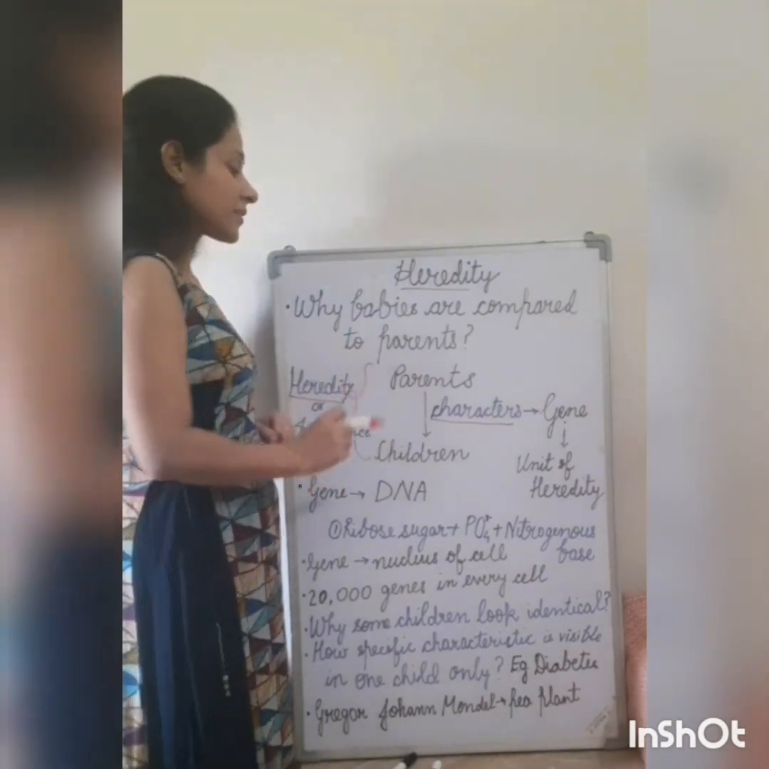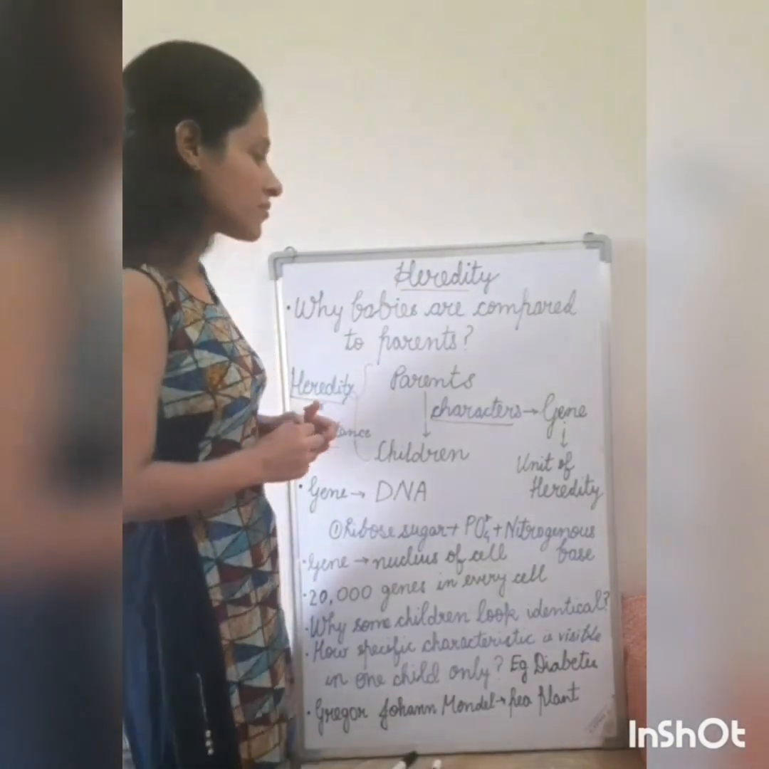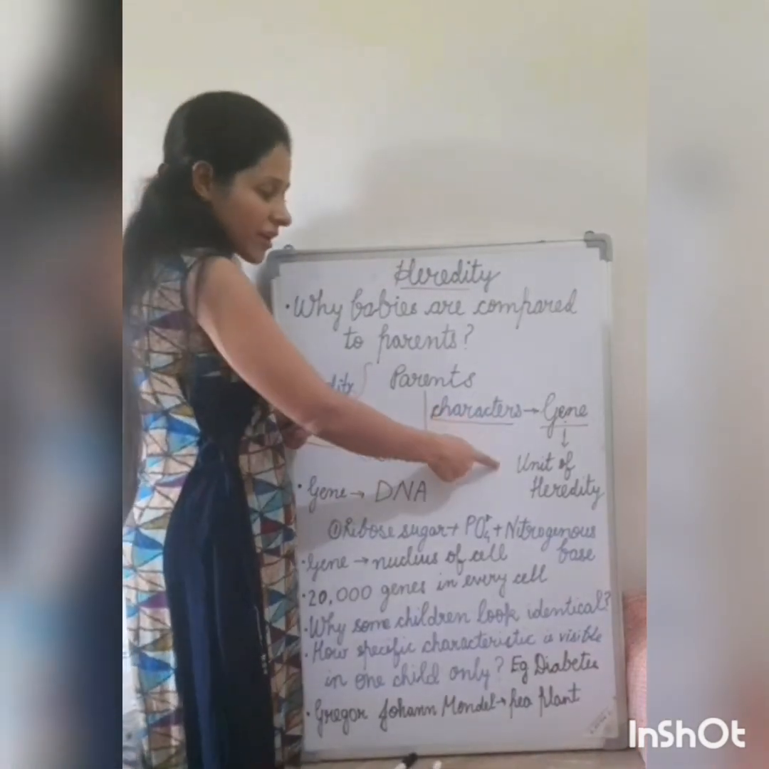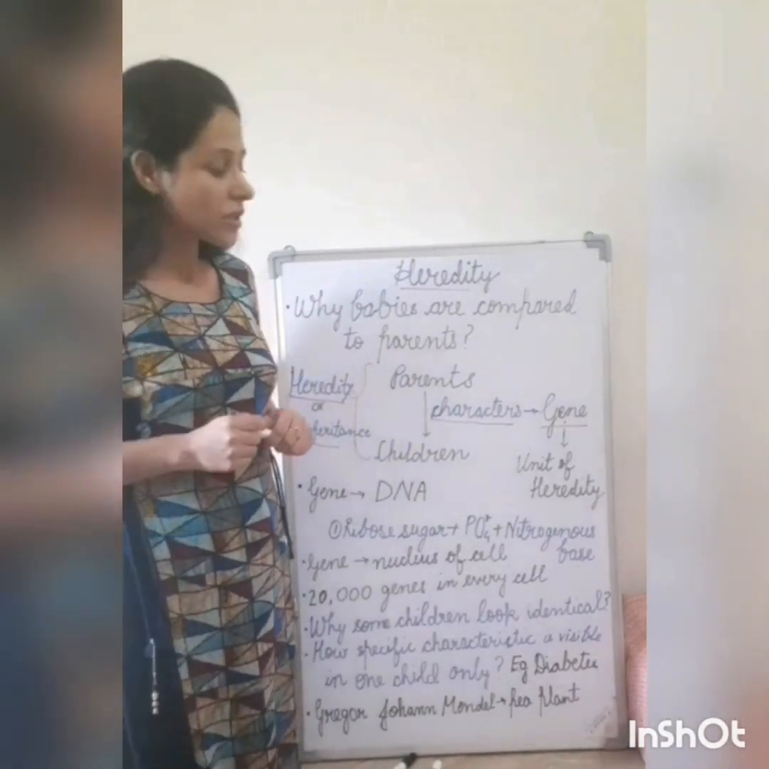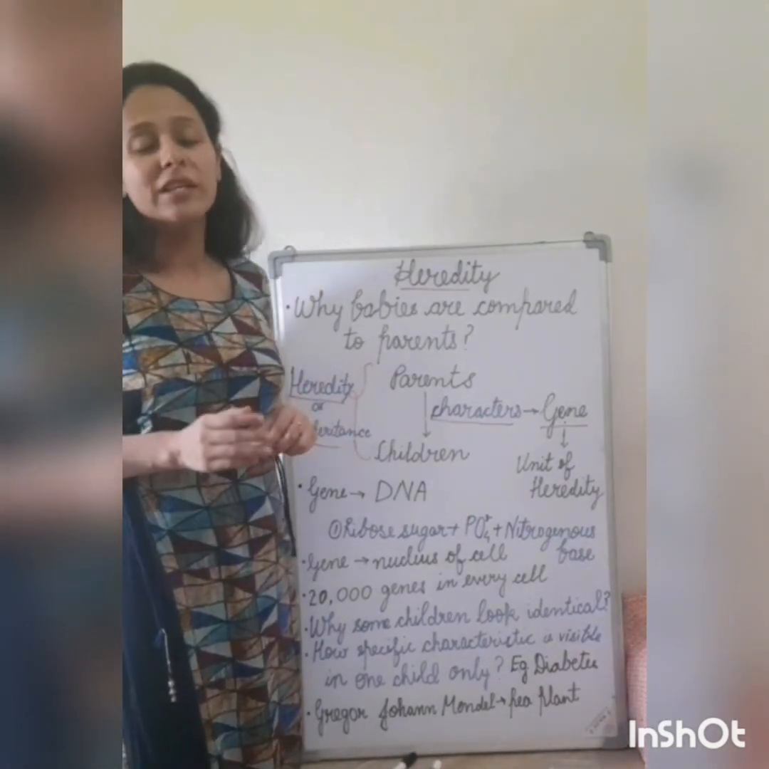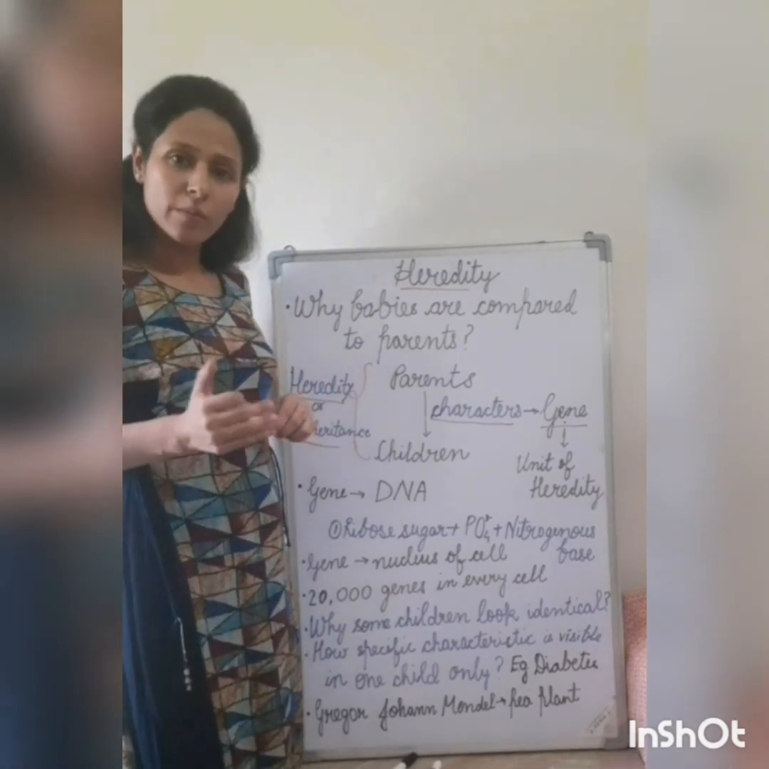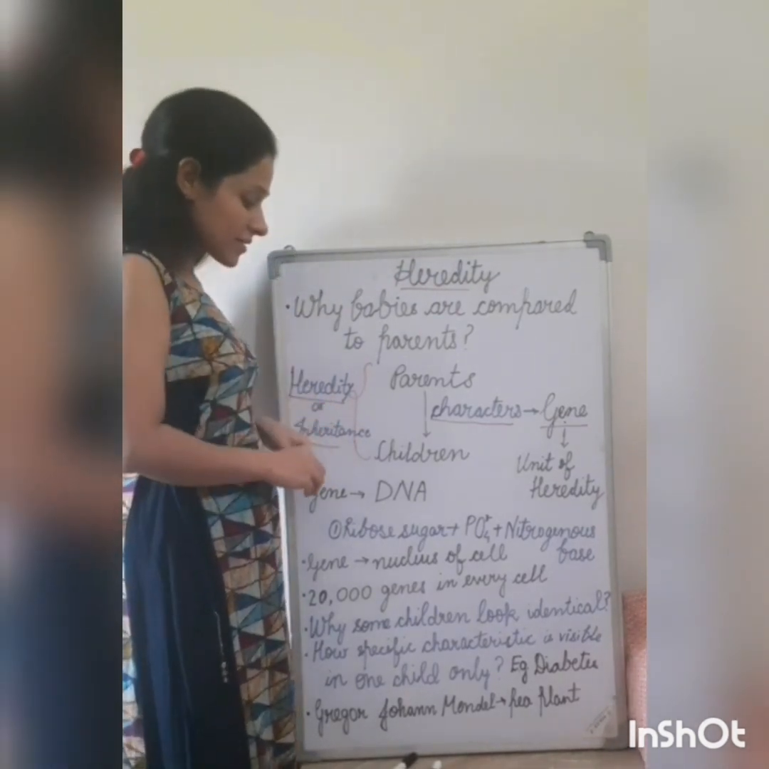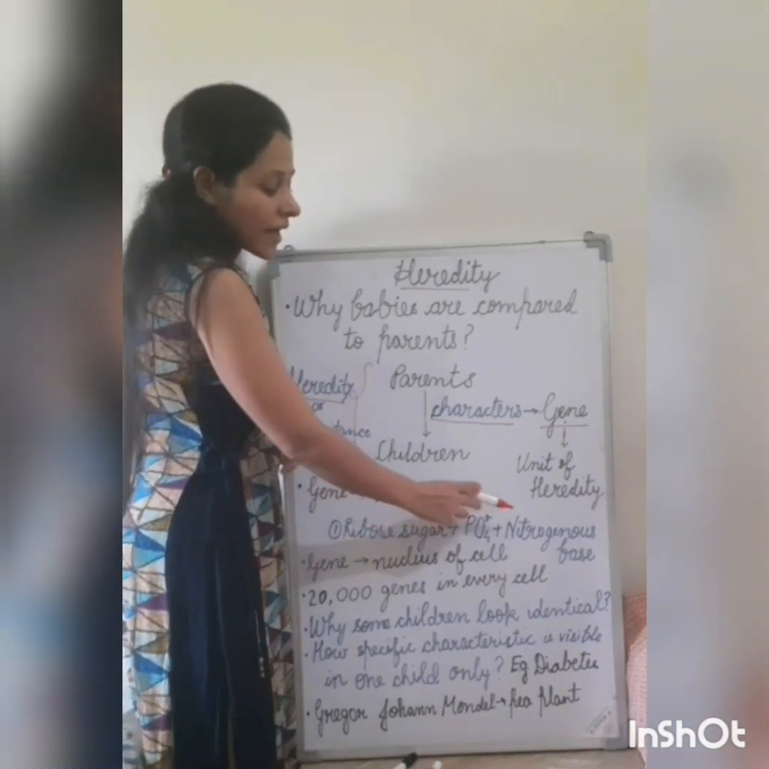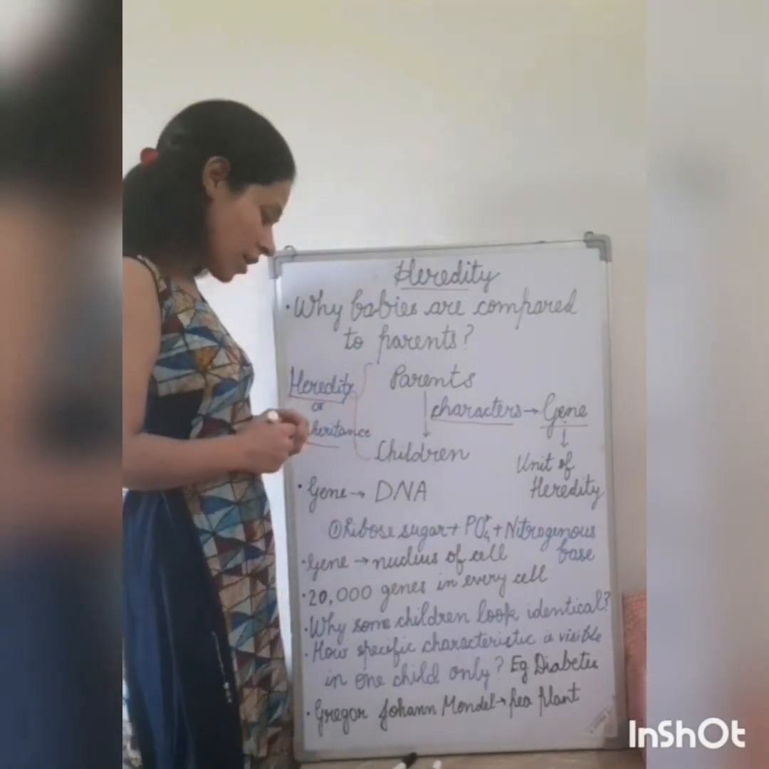The characters that are passed from parents to children must be in the form of some information. This information is carried in genes. Thus, what is a gene? A gene is the unit of heredity that carries the information that is inherited in an individual. What does a gene consist of? A gene consists of DNA. DNA is a chemical compound, deoxyribonucleic acid, and DNA consists of three things. One, a ribose sugar. Secondly, a phosphate molecule, and third, a nitrogenous base. A nitrogenous base is a nitrogen containing biological molecule.